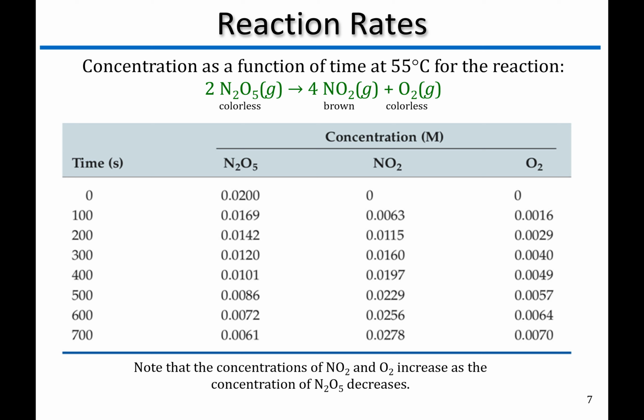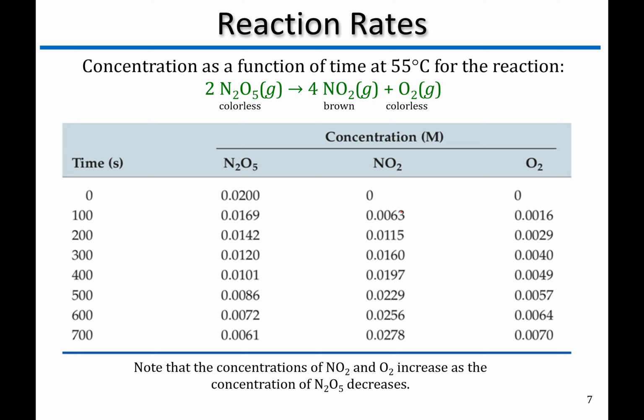So we're starting from 0.02 molar of N2O5, and that's at time 0. So before anything happens, this is how much N2O5 we have. And notice that our two products start from 0. So at time 0, we have no product. And notice what happens over time. From time 0 to 100 seconds, we lose some of our reactant, and now we've gained some of our products. Notice we haven't gained equal concentrations of our products, so that'll be important later.